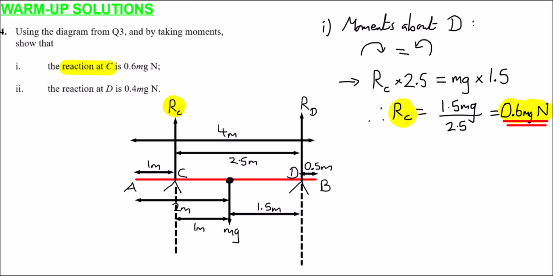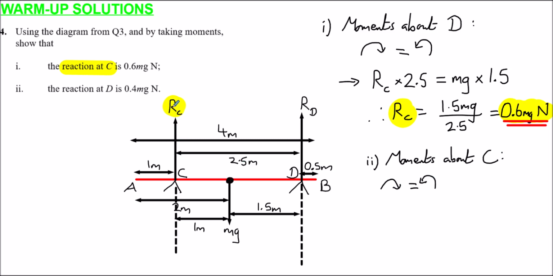For 2, again, we could take moments. The question does say take moments. So what we could do here is we could take moments about C. I'm going to give you an easier way afterwards. So moments about C. Again, clockwise moment will balance with the anti-clockwise moments.